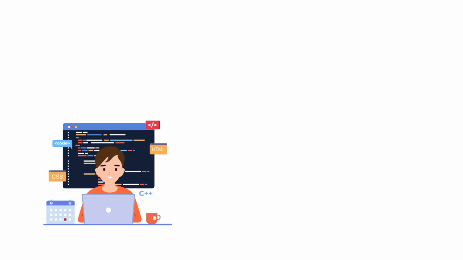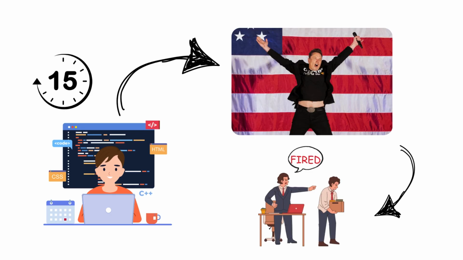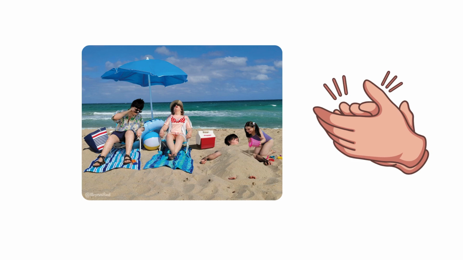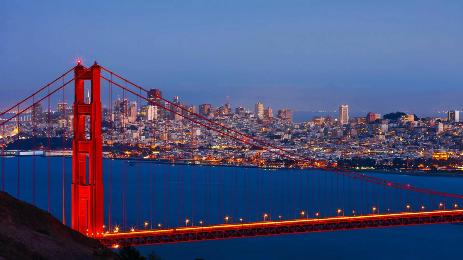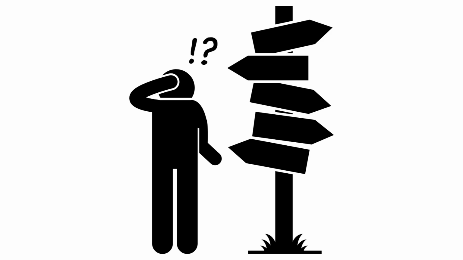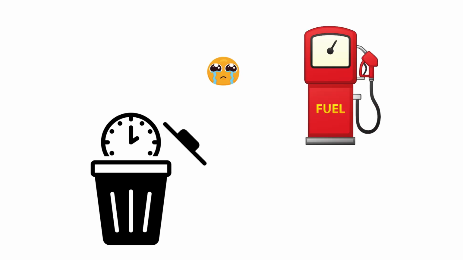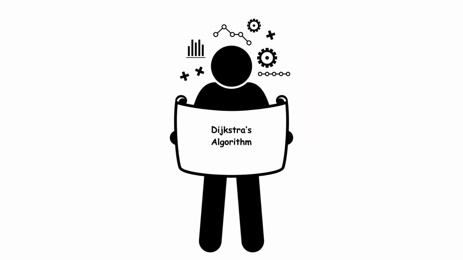Now imagine this. After working your soul-sucking corporate software engineering job 15 hours a day for 12 months, you get fired by Elon Musk. Congrats, this is a perfect time for a vacation. You decide to visit 4 cities: New York, Miami, Austin, and San Francisco. But there's a problem. If you fly to them in a random order, you'll waste a ridiculous amount of time and fuel. Instead, you can use Dijkstra's algorithm to map out the most efficient path.